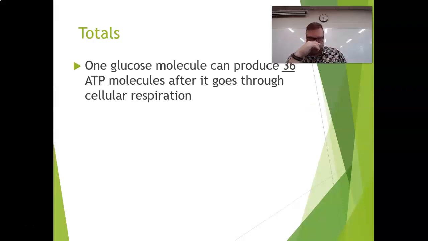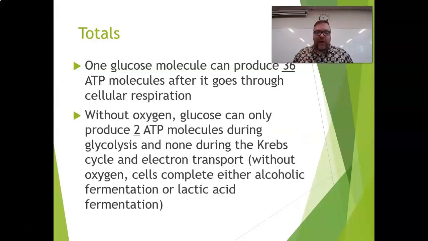So let's look at our totals. One glucose molecule can produce 36 ATP molecules after it goes through cellular respiration. Wow, that's a pretty good deal. Without oxygen, glucose can only produce 2 ATP molecules during glycolysis and none during the Krebs cycle and electron transport. Without oxygen, cells complete either alcoholic fermentation or lactic acid fermentation. So let's review. If we have glucose without oxygen, it can only produce 2 ATP in our first step, glycolysis. So we start with 2, we end up making 4.